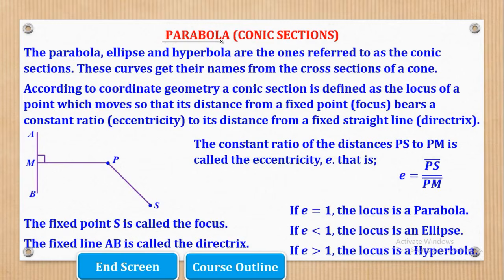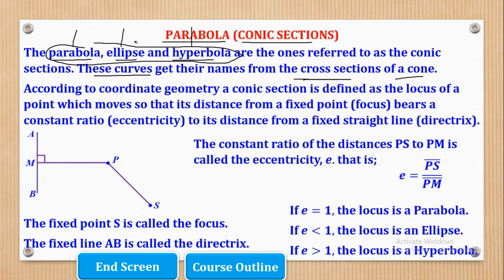Now in this video we are going to cover parabola. Parabola is part of conic sections. Conic sections are divided into 3 parts: parabola, ellipse, and hyperbola, and all will be covered on this platform. These 3 curves get their names from the cross section of a cone. Depending on the way the cross section appears, that is how you get the name of the curve. We shall see the shape of the parabola, ellipse, and hyperbola in their respective videos. But for this video, we shall concentrate on parabola.